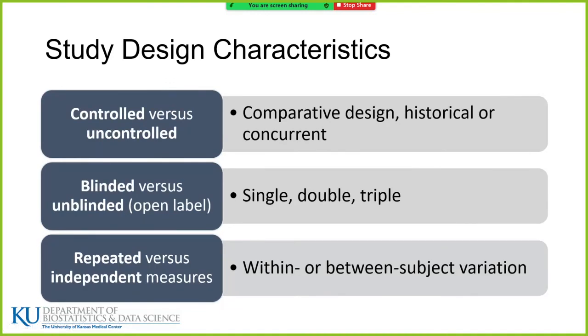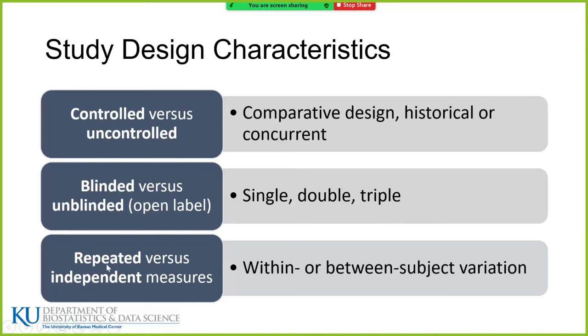Controlled versus uncontrolled. Clearly, a comparative design would have a control group for comparison. The types of controls we use, though, you could have a concurrent control, which is one that is participating in the study simultaneous to those who are receiving an intervention, or you could have a historical control where the data for that is from a previous study that's already been conducted or published. Blinded versus unblinded, often called open label, and the blinding could be single, double, or triple, where you have just the patient, the patient and the investigator, or the patient, investigator, and the analyst.